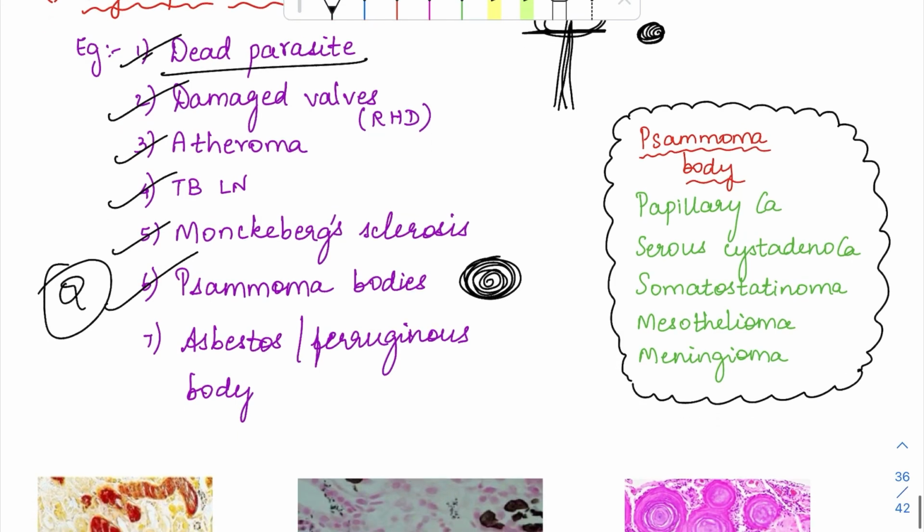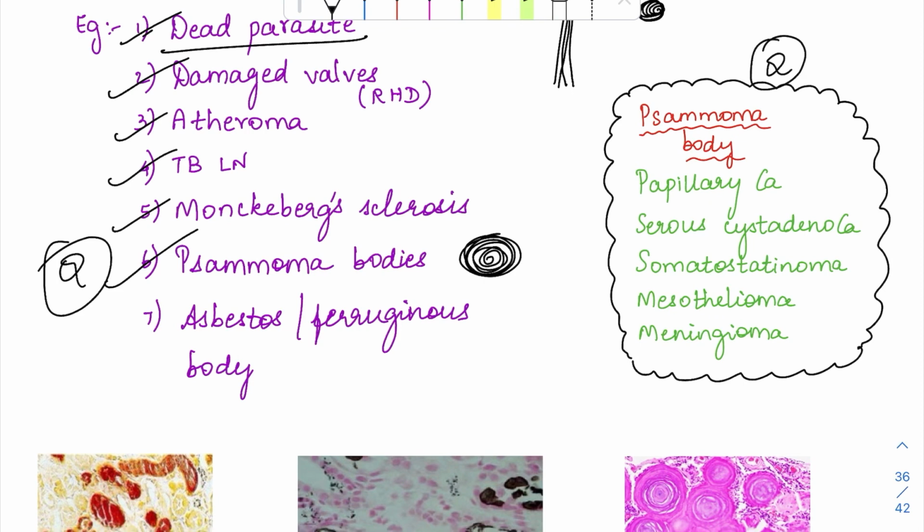So, what are the examples wherein you see psammoma bodies? All papillary tumors. Examples: papillary carcinoma of the thyroid, and also serous cystadenocarcinoma of the ovary. There again you can see papillae formation. Then somatostatinoma, then again mesothelioma and meningioma. Meningioma, even, is one of the classical findings.